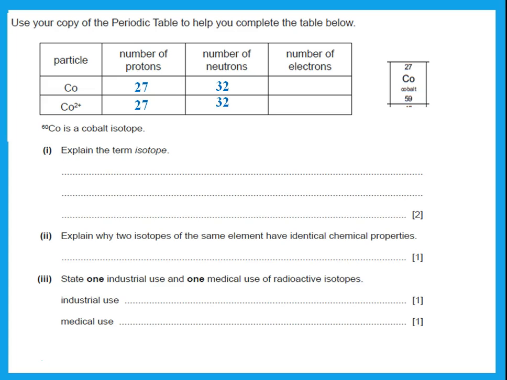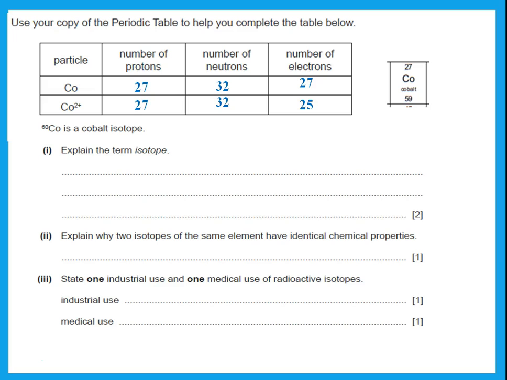Okay, how many electrons now? The first one is an atom, so it will have electrons the same number as protons. But the second one has 2 positives on it. 2 positives means it has lost 2 of its electrons, so now it has 25.